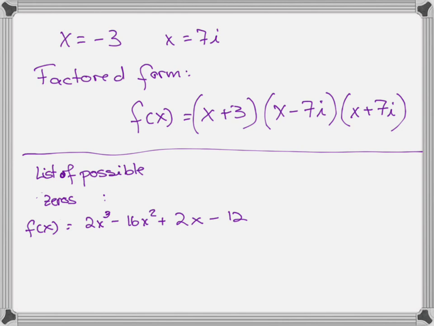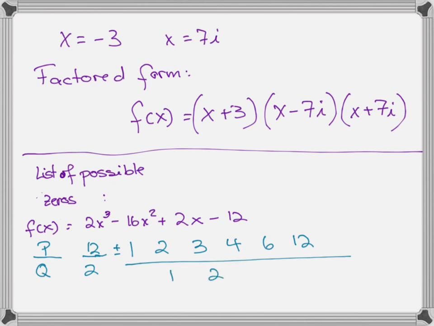What is P and what is Q? P is 12 and Q is 2. So what are the factors of 12? Plus, minus 1. What else? 2, 3, 4, 6, and 12. There's a bunch. What are factors of 2? 1 and 2.